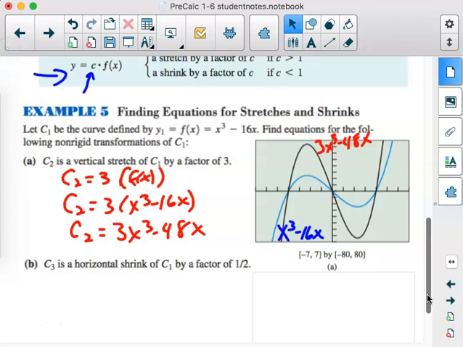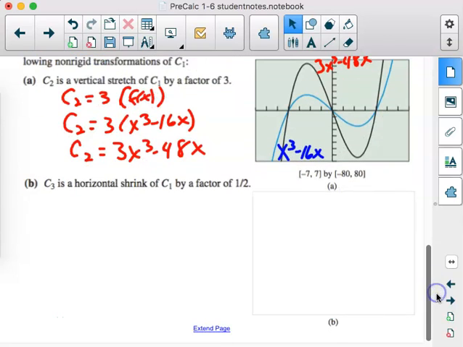So imagine that your function is made out of rubber bands, and you're holding the top and the bottom of it, and you have to stretch it 3 times as tall as it was before. And that's what we see in that graph. Now C sub 3 is different, because this one says C sub 3 is a horizontal, and again we'd want to say compression of C sub 1 by a factor of 1/2.